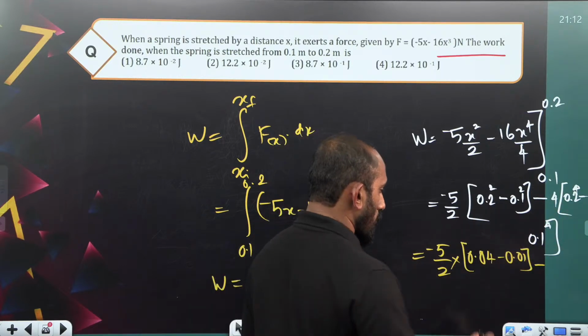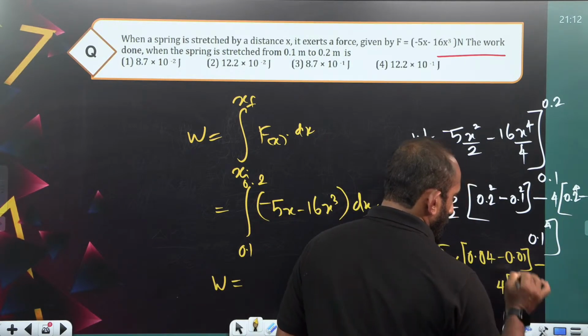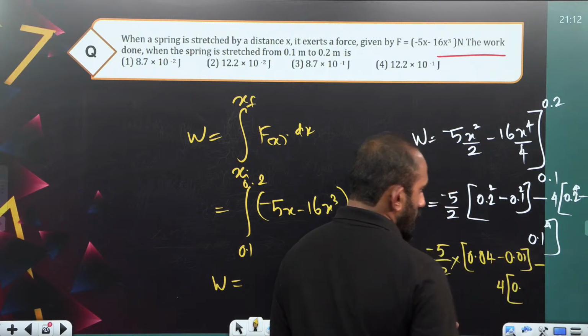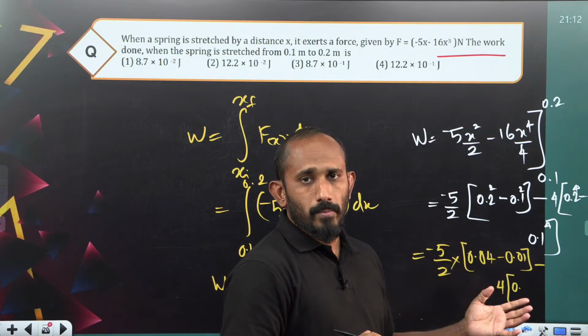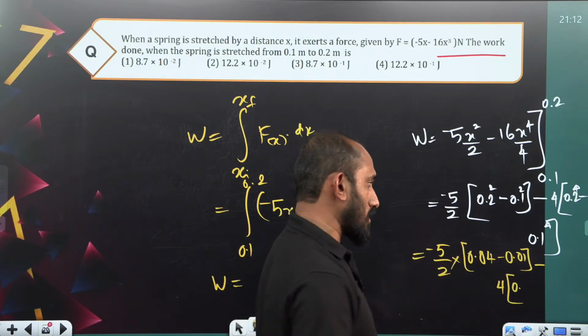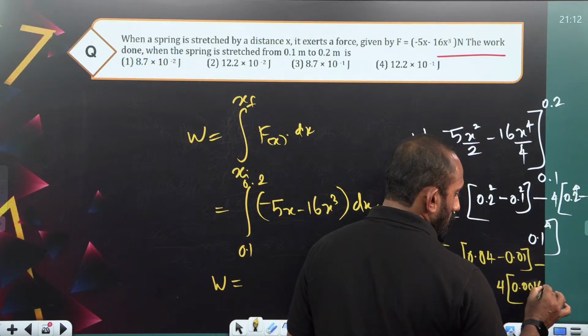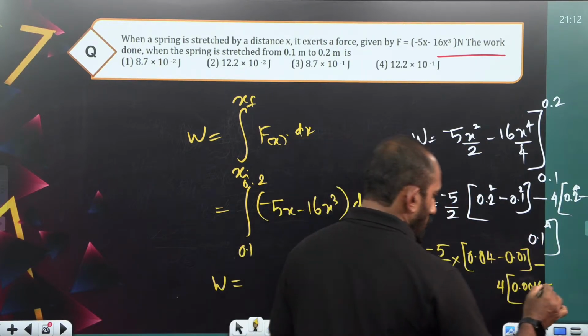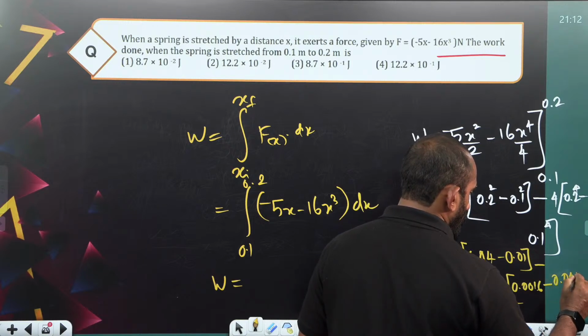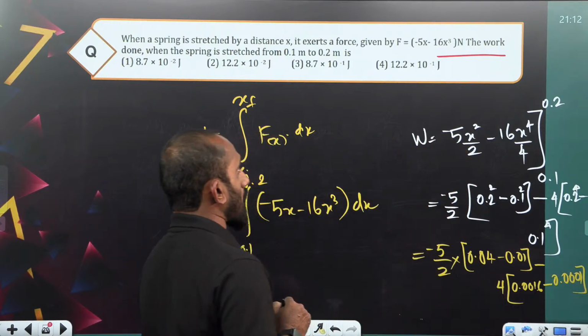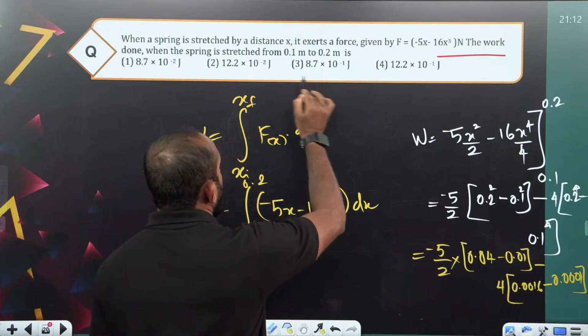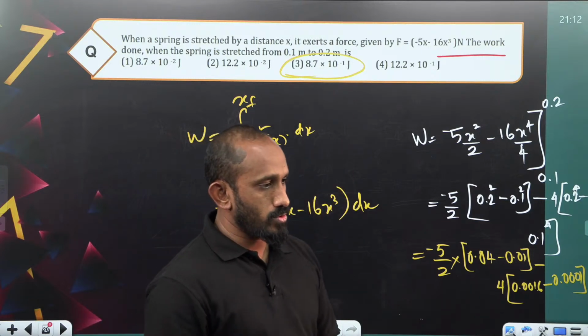So if you equate that one, it will be negative 4 times 0.2, the 4 times you have to multiply. 2 into 2, that is 4. 4 into 4, 16 is there. Then 4 decimals are there. 0.0016 minus 0.1 raised to 4, that is 0.0001. So if you solve this, you will get the answer as 8.7 into 10 to minus 1 joule.